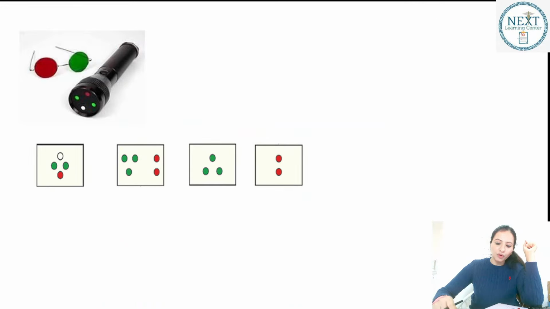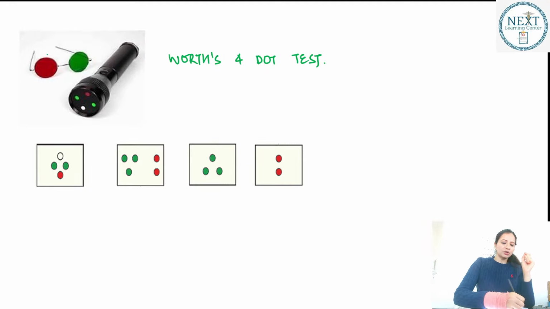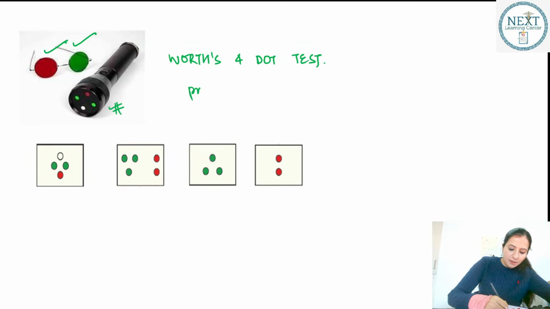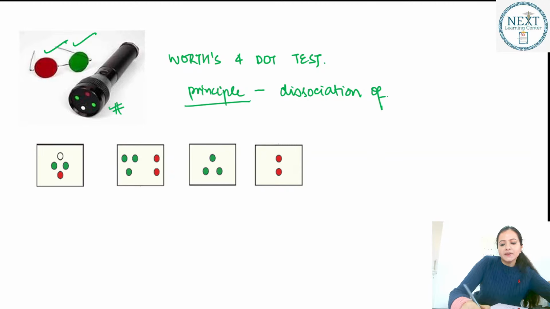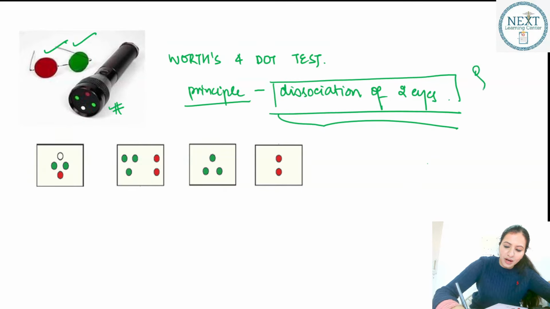Let us see the Worth 4-dot test. This is your Worth 4-dot test. What are you doing in this? You are going to make the patient wear red-green glasses and look at the torch of light. The principle of this is dissociation of the two eyes. Whenever in squint they ask you the principle of any test, that is going to be dissociation of two eyes.